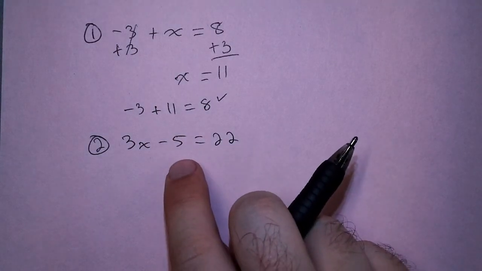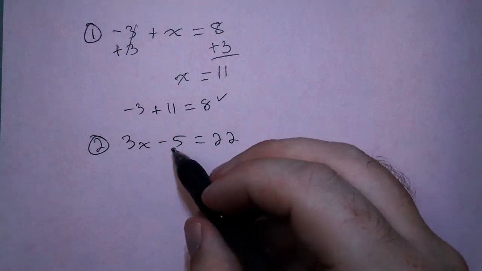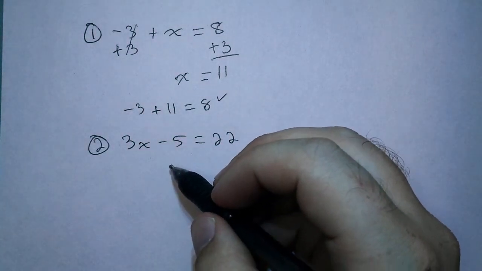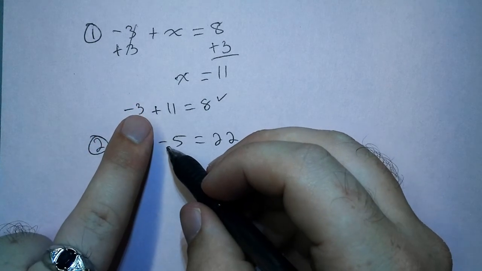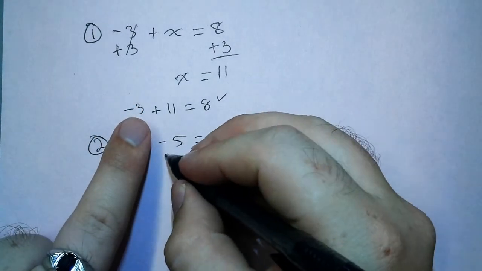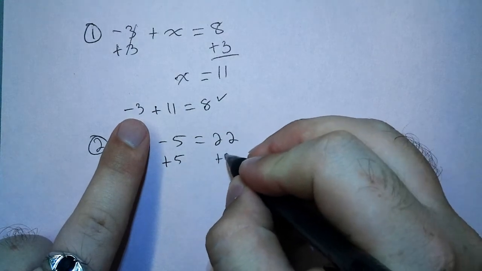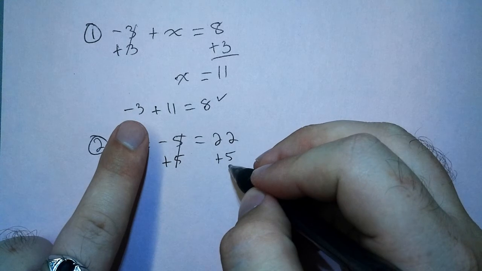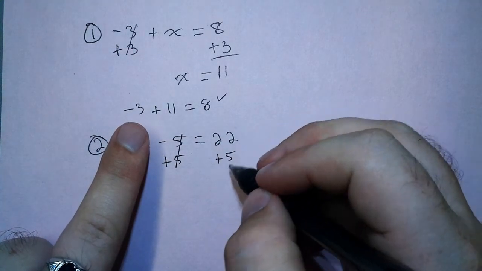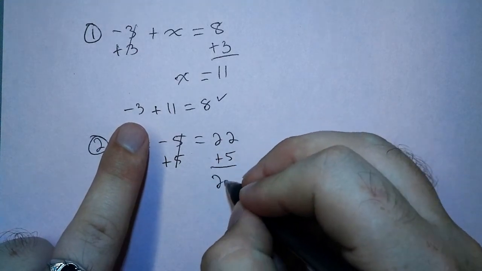So step 3, I'm going to move my numbers to one side. So when I say numbers, I mean anything that does not have an x. So we're going to ignore this for a minute. The opposite of -5 is plus 5. -5 plus 5 is 0. Add 5 to this side or they won't stay equal. So 22 plus 5 should give us 27.